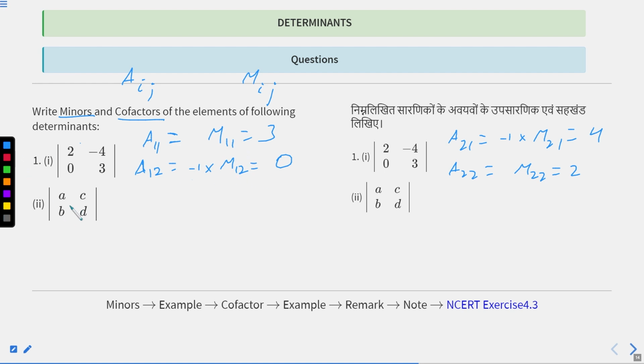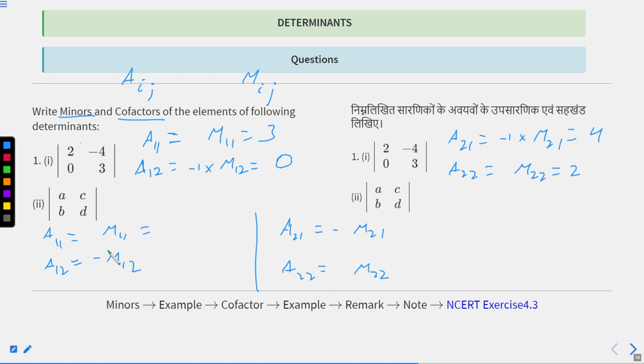Now for these, A11 will be M11, A12 will be minus M12. Clear? A21 will be minus M21, and A22 will be M22. That's it. Simple.